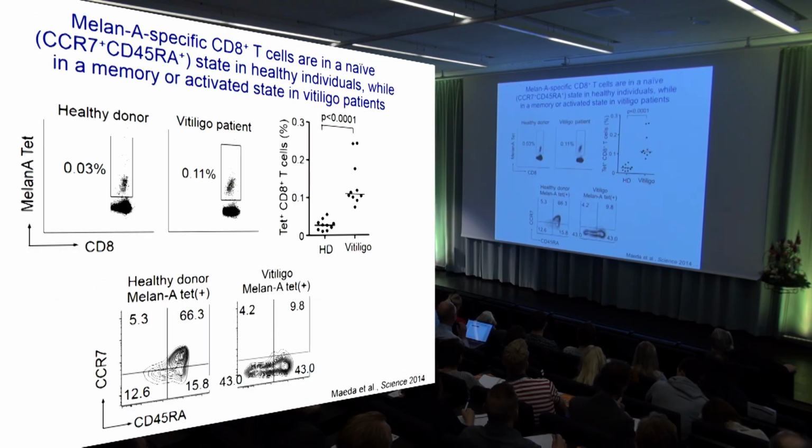And now the patients. In a healthy donor, self-reactive Melan-A specific T cells are a small number, 0.03%. But in a vitiligo patient, the skin becomes white because the melanocytes are destroyed. This is an autoimmune disease. Now they are expanded. As for phenotype, in normal individuals we call them a naive phenotype, CCR7, CD45RA high. But in a vitiligo patient, they are activated.